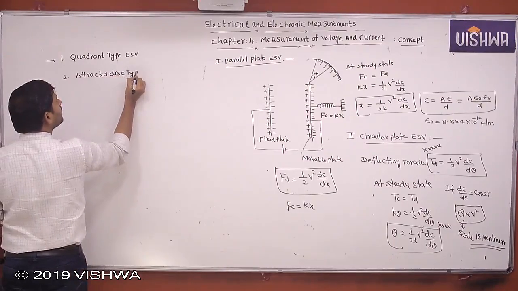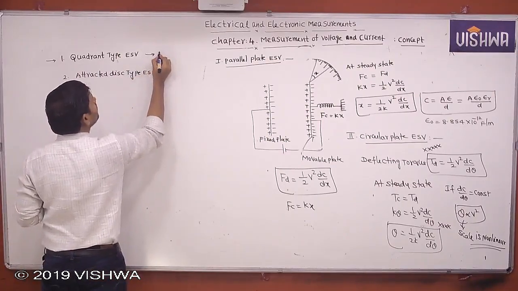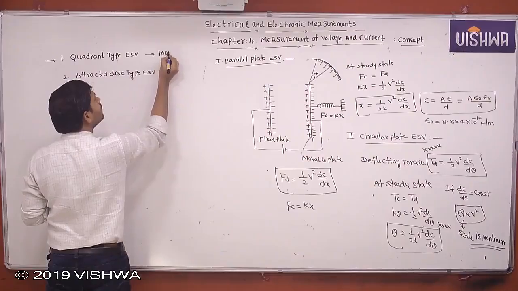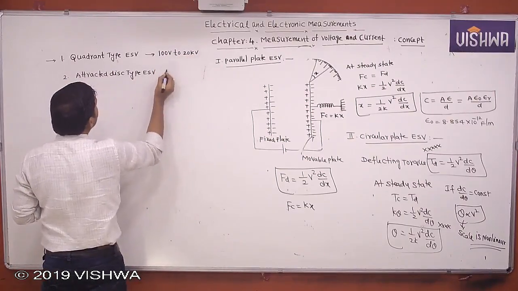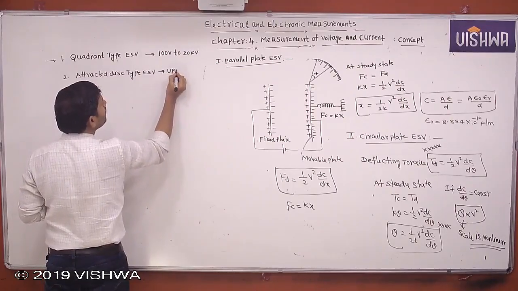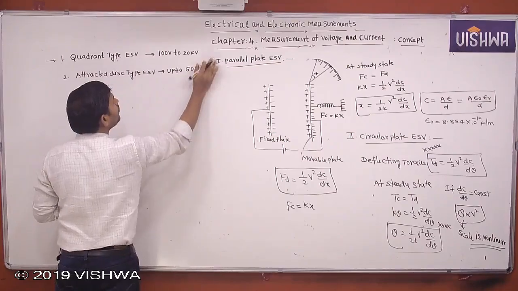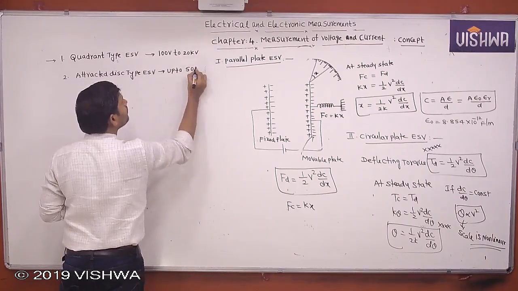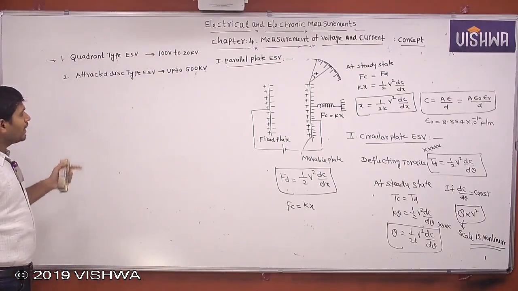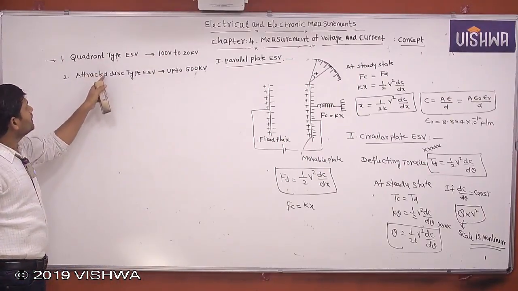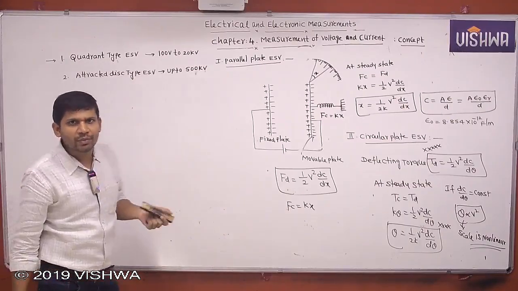Disc type electrostatic voltmeter. These are used 100 volts to 20 kV. Then these are used up to 500 kV. Okay, this is based on the voltages we are measuring. These attracted disc type electrostatic voltmeters are used for very high voltage applications.